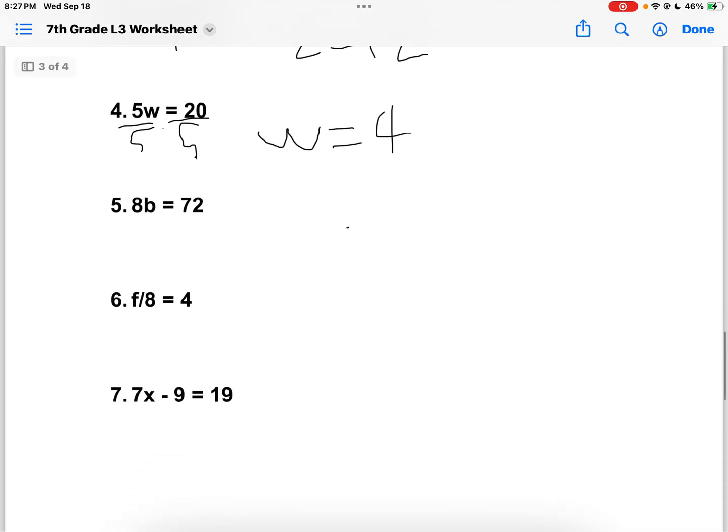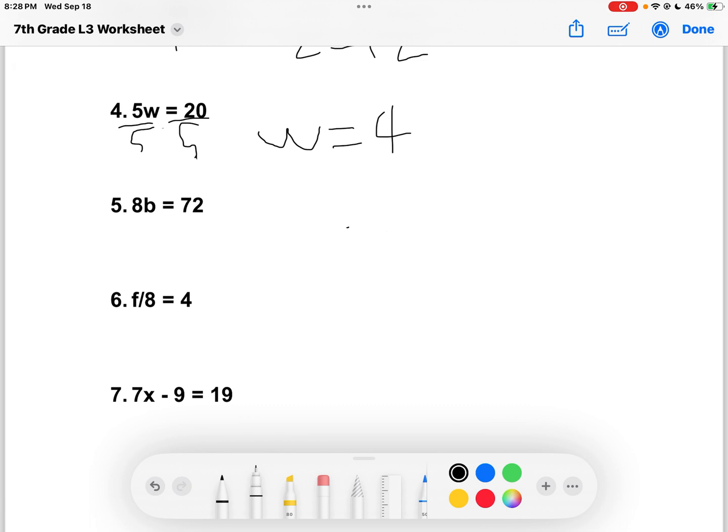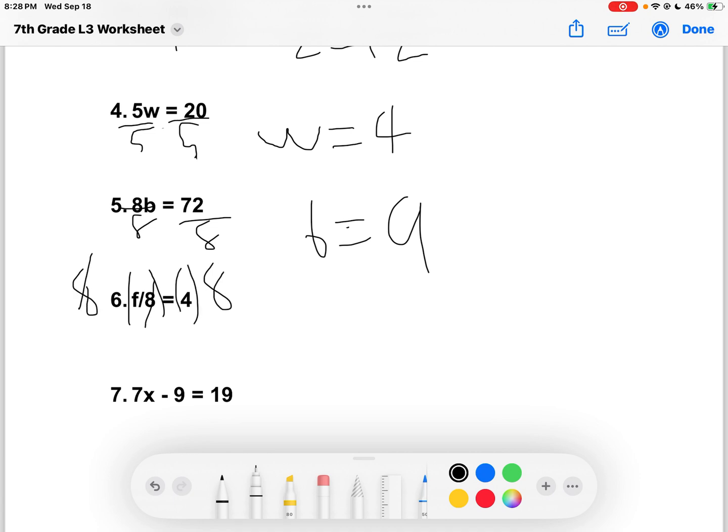Moving on to number 5, 8b equals 72. Just like number 4, there's no addition or subtraction, so we need to do division or multiplication. In this case, we need to divide by 8 to get b equals 9. Over here, instead of dividing by 8, we need to multiply by 8 to isolate the f. Do that on both sides. 4 times 8 equals 32, so f equals 32.